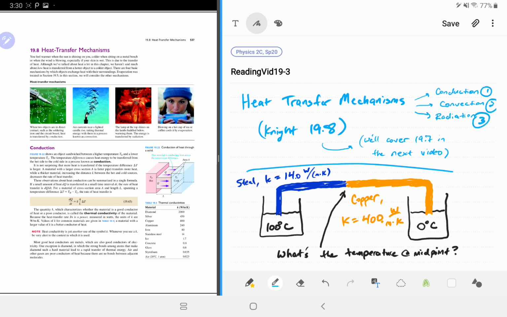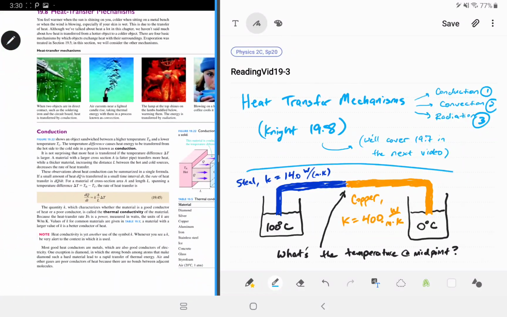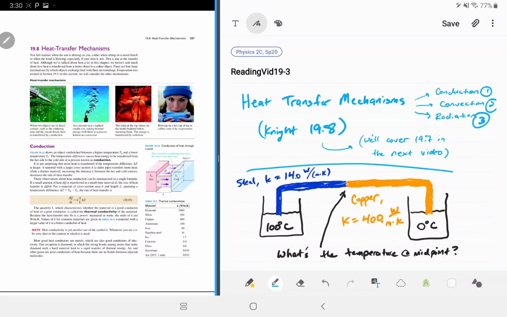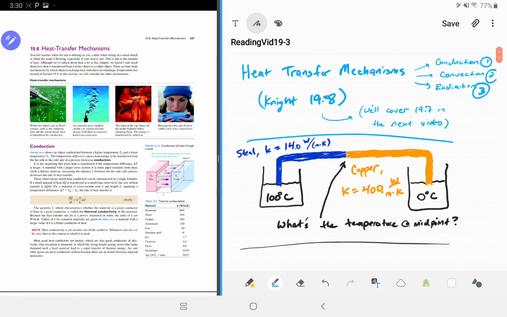So for the first and the third one, we're going to have an equation describing the rate at which heat is transferred. So remember, energy per unit time is going to be a power. So it'll say how quickly heat is being transported. The question that we have, so really I could think of a couple different questions based on which heat transfer mechanism we're talking about.